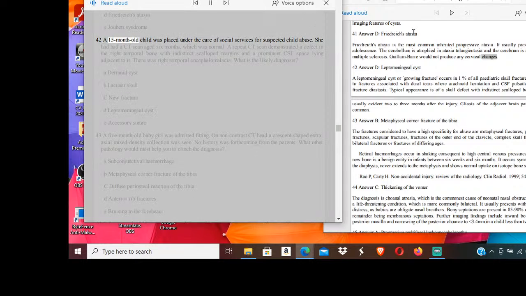42. A 15-month-old child was placed under the care of social services for suspected child abuse. She had had a CT scan at age 6 months, which was normal. A repeat CT scan demonstrated a defect in the right temporal bone with indistinct scalloped margins and a prominent CSF space lying adjacent to it. There was right temporal encephalomalacia. What is the likely diagnosis? A. Dermoid cyst. B. Lacunar skull. C. New fracture. D. Leptomeningeal cyst. E. Accessory suture.